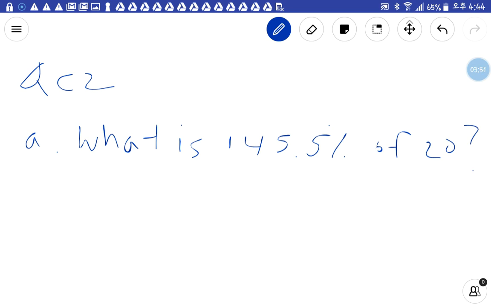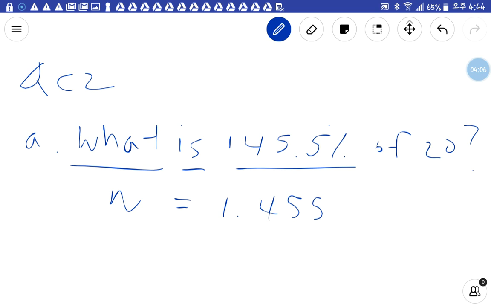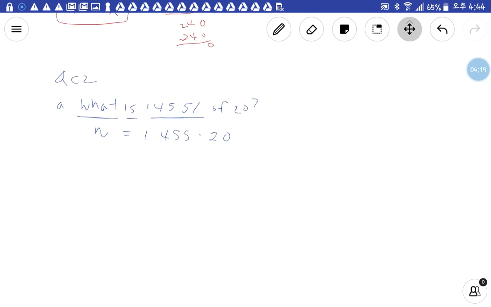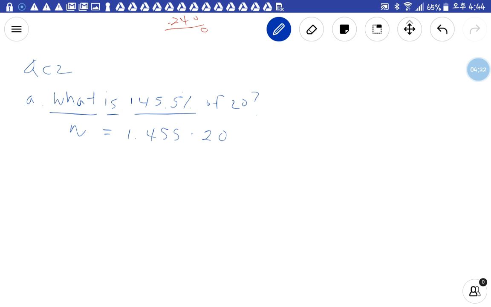All right, what? I don't know. What is 145.5? 1.455. I told you that your percent is always written as a decimal. 1.455 of, multiplication, and 20. Okay, so what you need to do, you just multiply 1.455 times 20. Okay, so 1.455 times 20.